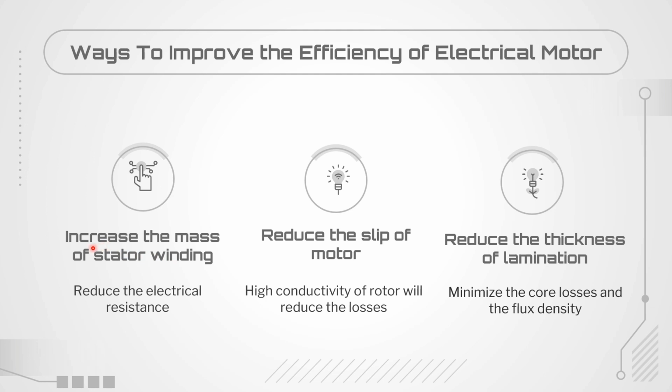Third is to increase the mass of stator winding, so this is to reduce the electrical resistance. Furthermore, reduce the slip of the motor. So high conductivity of the rotor will reduce the losses. And finally, reduce the thickness of lamination, to minimize the core losses and flux density.